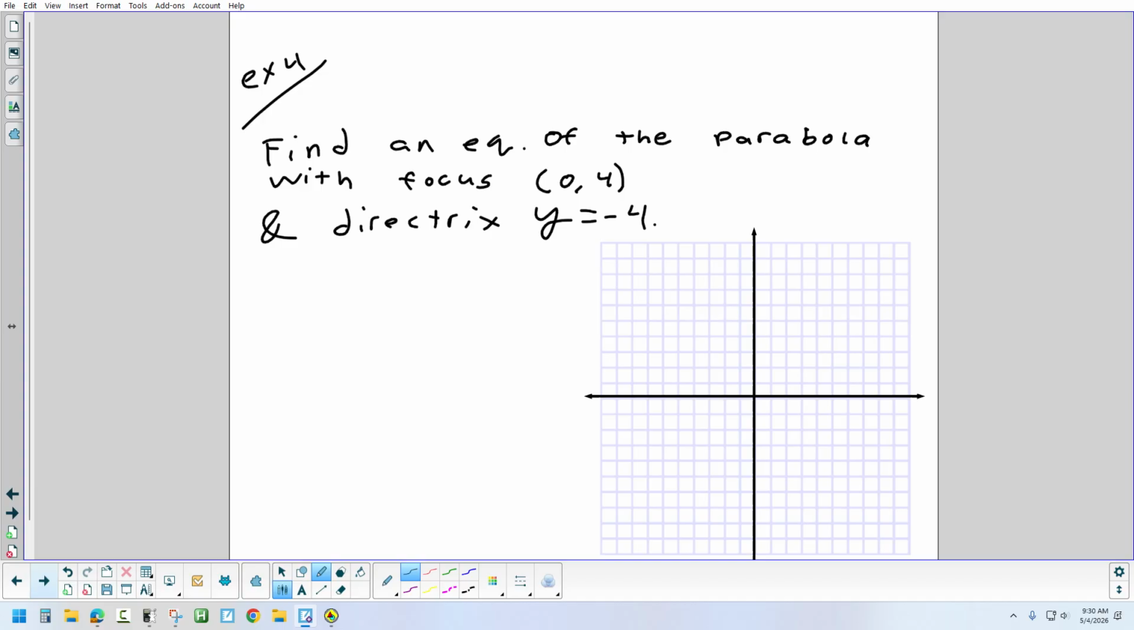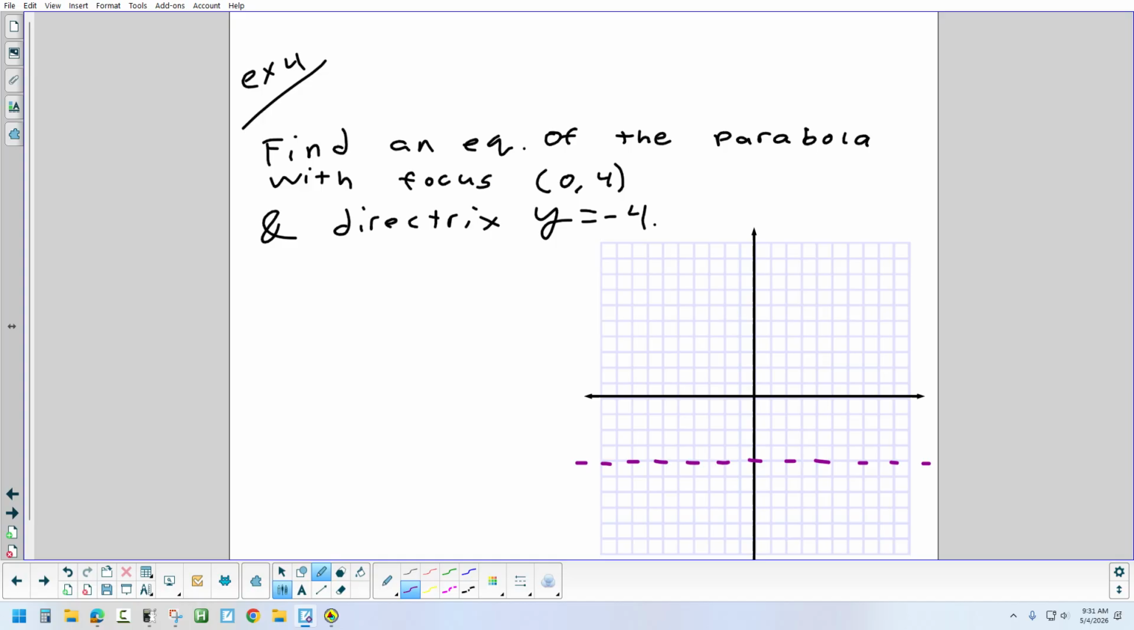Which way is this parabola going to open? Yeah, it has to open up. The directrix alone tells you that. It has to bend away from the directrix. The directrix is down here. There's only one way that a parabola could open and be bending away from that and never touch it, and that would be up.